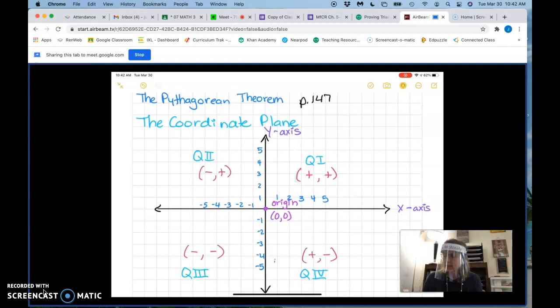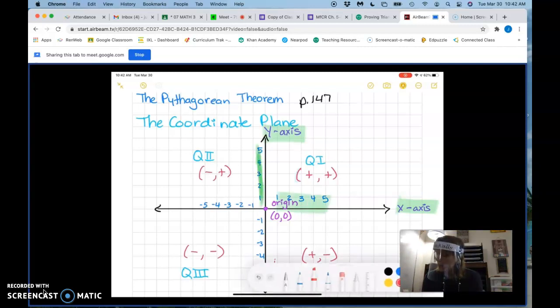We have the x-axis and the y-axis. We have labeled all the quadrants. We have labeled the positive and negative in each quadrant. We have labeled numbers in every direction. Remember, we have positive numbers to the right and up, and we have our negative numbers that go to the left and down. And then the last thing we labeled was our origin. And what are the coordinates for the origin?